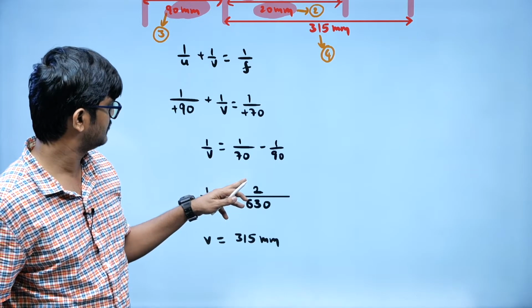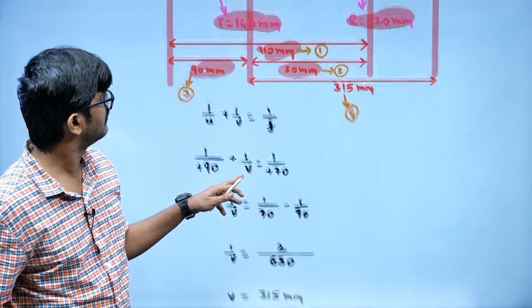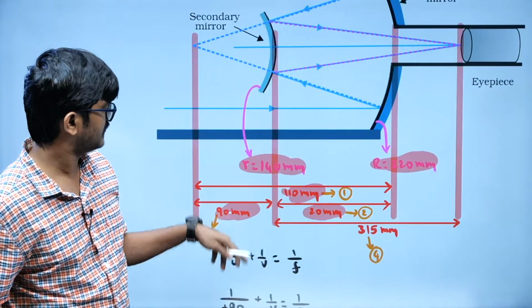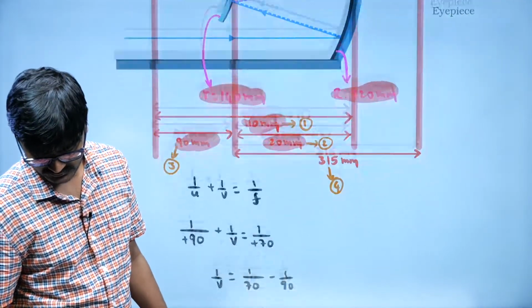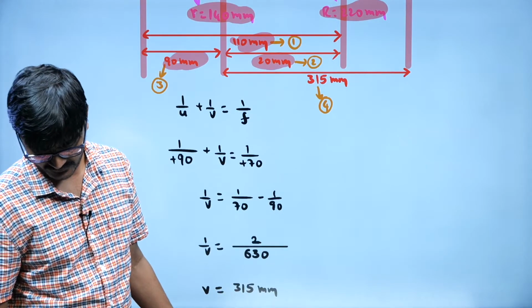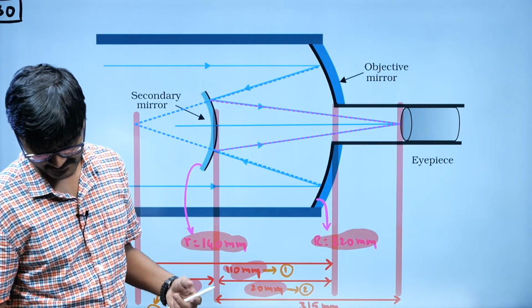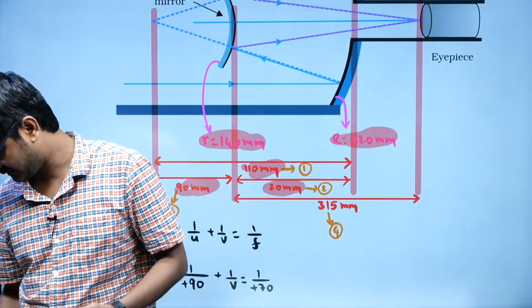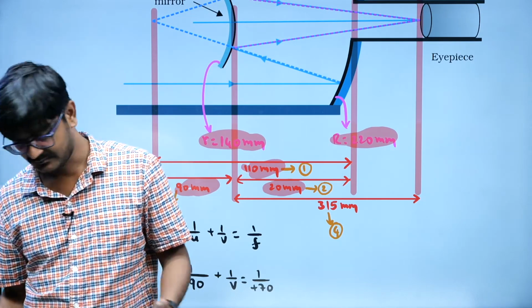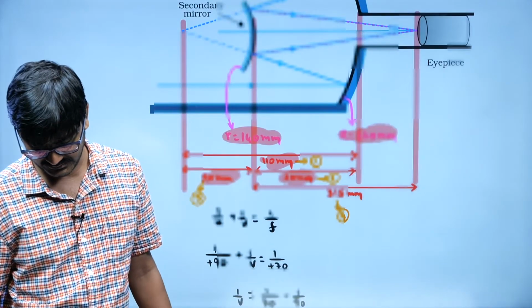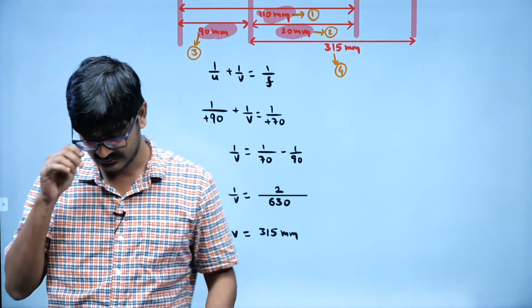Sorry, I think I did some mistake. Yeah, I think that's all. 315 mm from the small mirror, right? Yeah. Thank you.